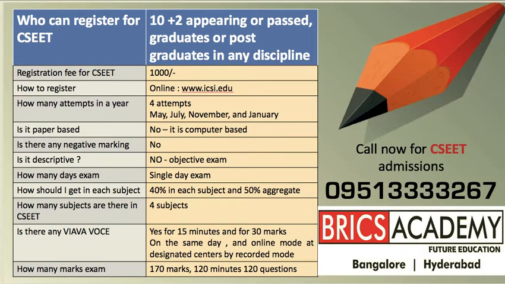There are totally 4 subjects. I will show you in the next slide about those 4 subjects and the information. The next important thing is, is there any viva? Yes. After writing on the same day, you will have a viva, that is a personality test, for about 30 marks and a 15 minute exam on the same day. It is an online mode at designated centers by recorded mode. How many marks? Overall 120 questions, 120 minutes, that is a 2 hour exam, 120 questions and 170 marks.